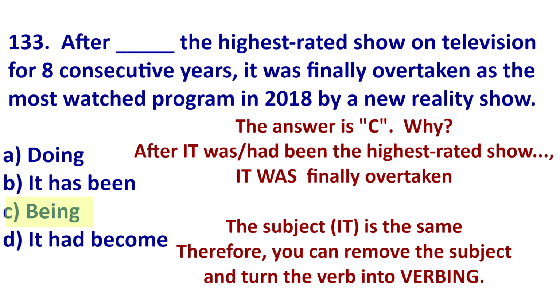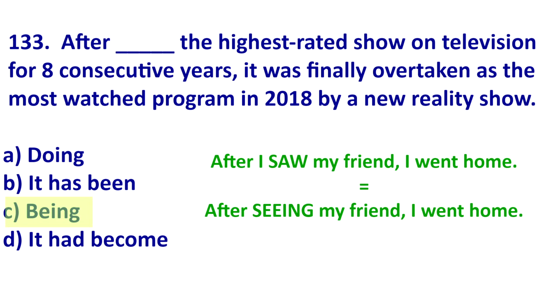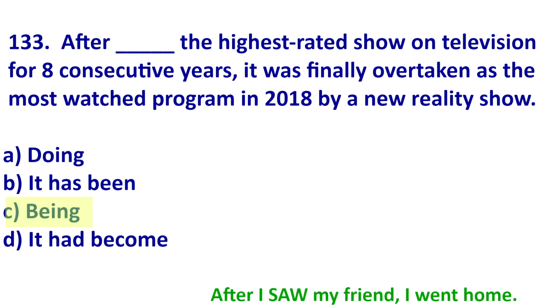So we can see the original would probably be after it had been, but notice the subject in after is the same as in the main clause. They would both be it. So if the subject is the same, you can reduce it to verb ing. For example, after I saw my friend, I went home. After seeing my friend, I went home.